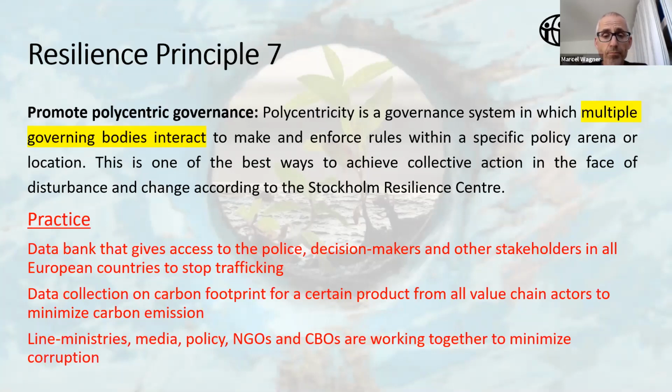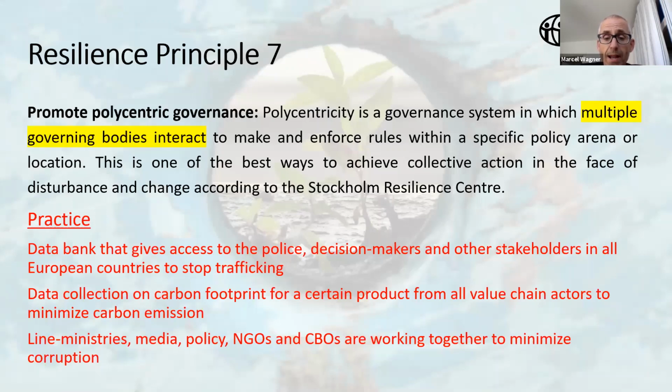Here, some very practical things are a data bank that gives access to the police, decision makers, and other stakeholders in European countries to stop trafficking, for instance. If only the police has access to the data bank, a lot of information is missing. Data collection on carbon footprint for certain products is another way of polycentric governance.